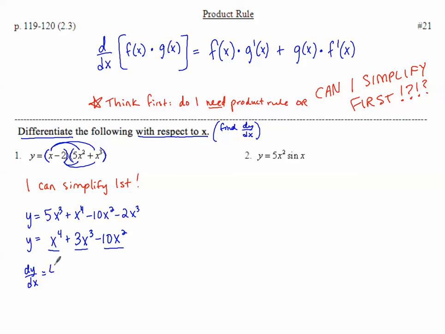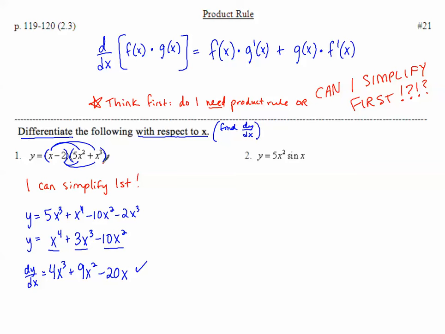X to the fourth, product rule makes, or sorry, power rule: 4 comes out in front, subtract 1 from the exponent. 3 comes out in front, multiplies, subtract 1 from the exponent. 2 multiplies to the front, subtract 1 from the exponent, and that's it. Product rule not needed. Now that doesn't mean I can't use the product rule. If I prefer product rule at this point, that's fine.